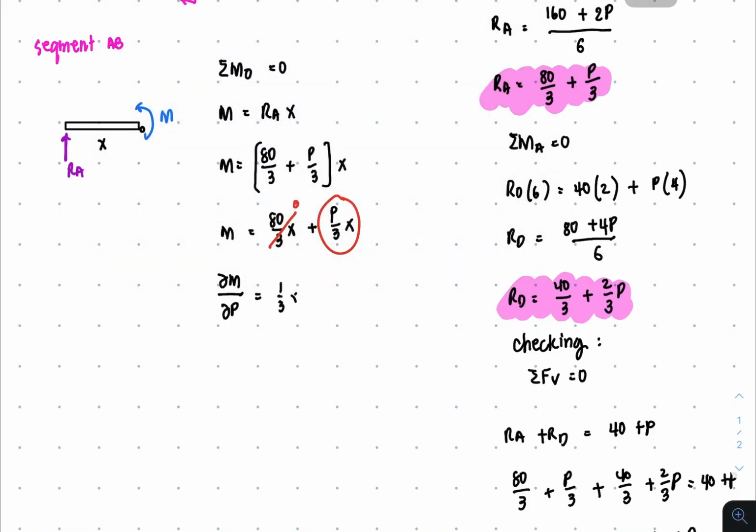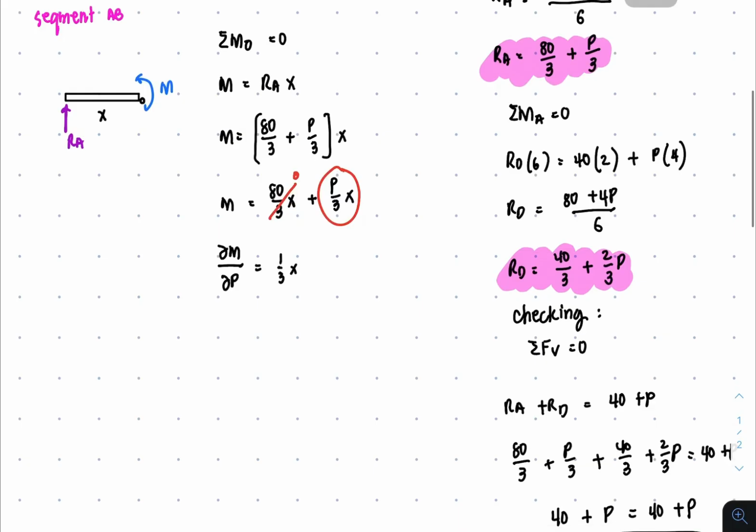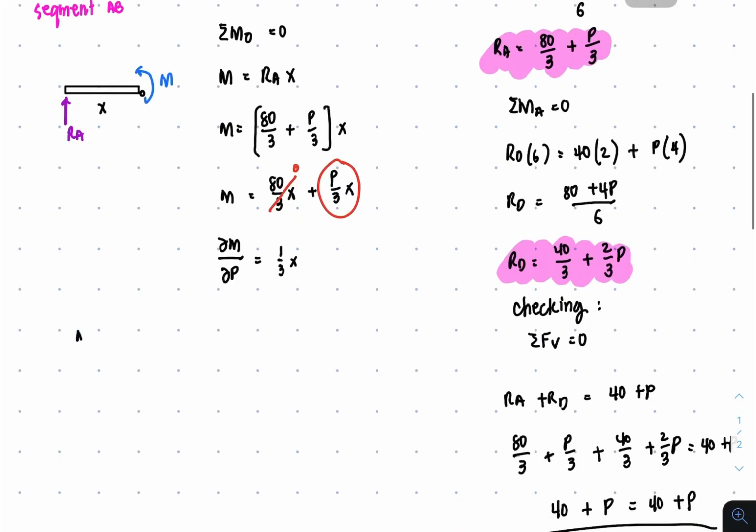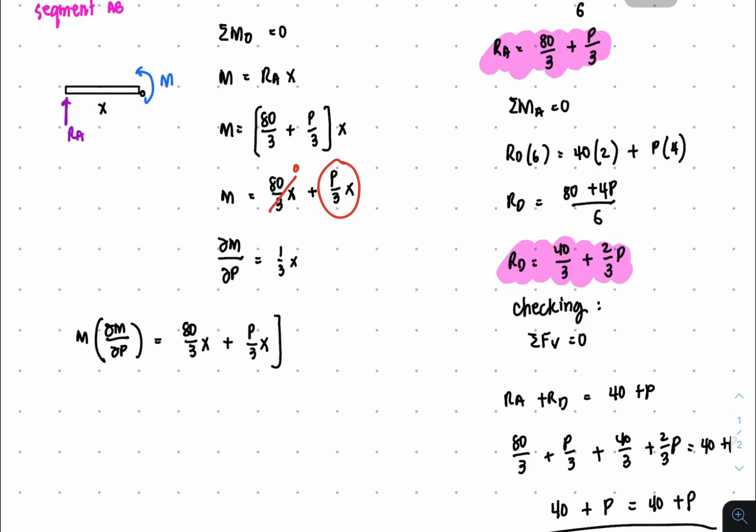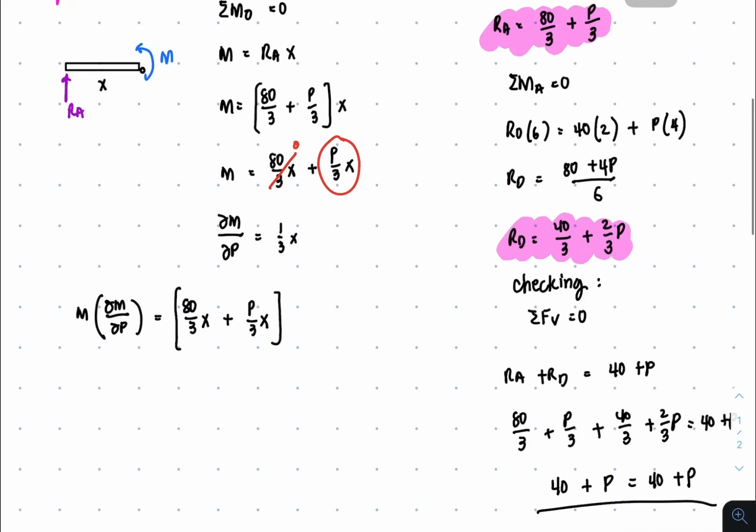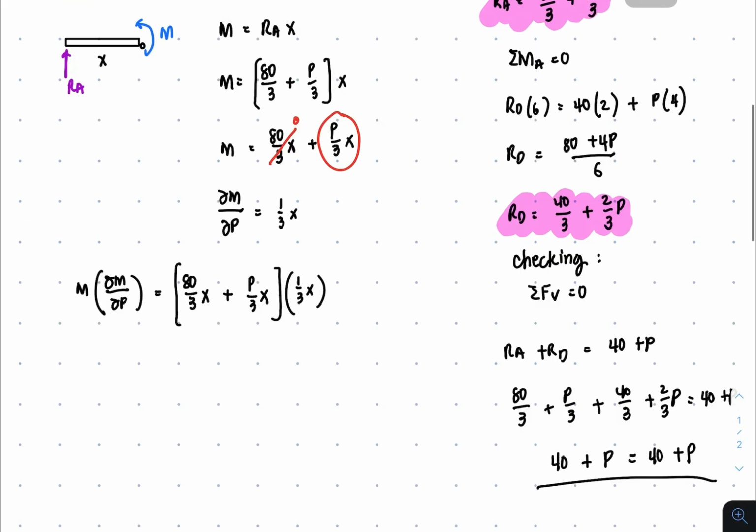1/3 of x. So this time, we can now create the product of M and the partial derivative of M with respect to P, equal to 80 over 3x plus P over 3x times the 1/3 of x. In this case, the last procedure, we're going to set all the terms with P equal to 0 there.